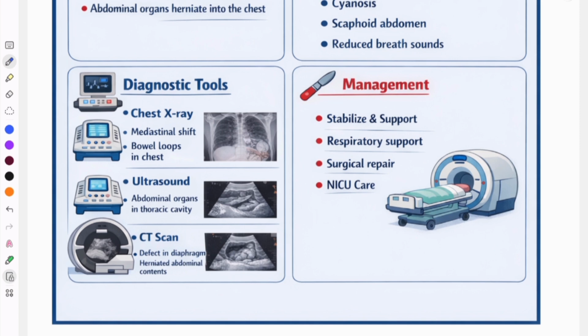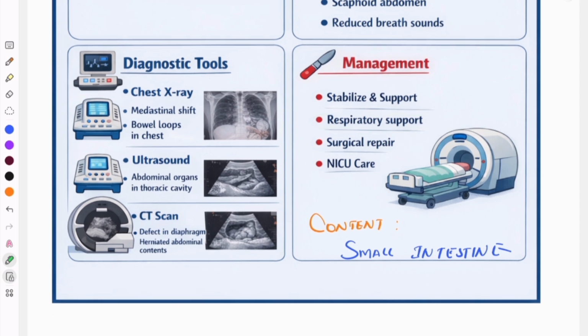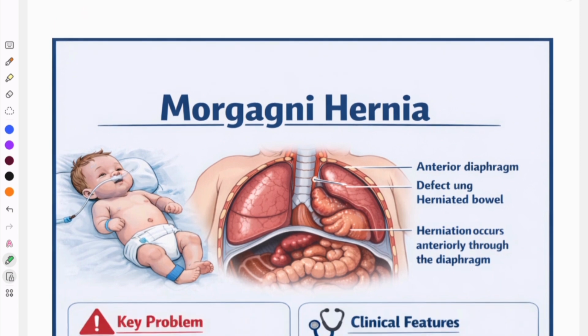The content here is small intestine. This is going to be the content which herniates. The management will be to stabilize the patient, respiratory support, and surgical repair. Let's move on to the Morgagni hernia.